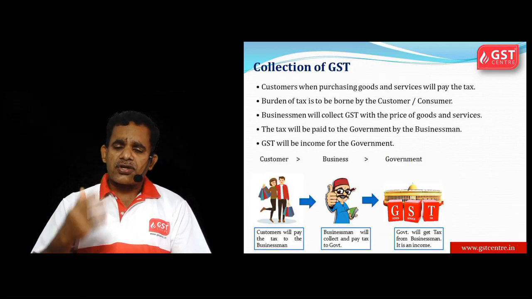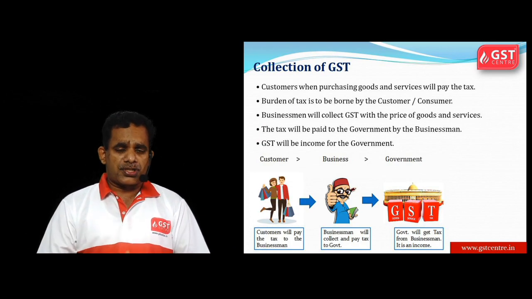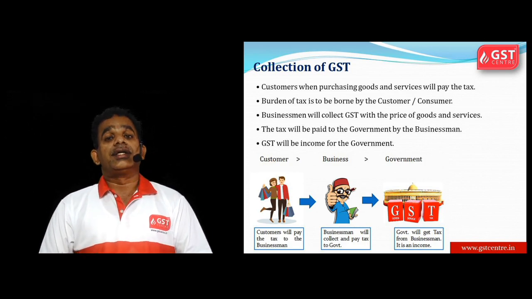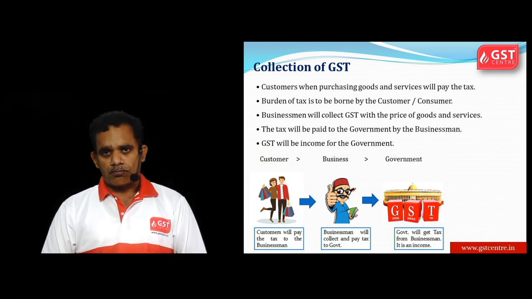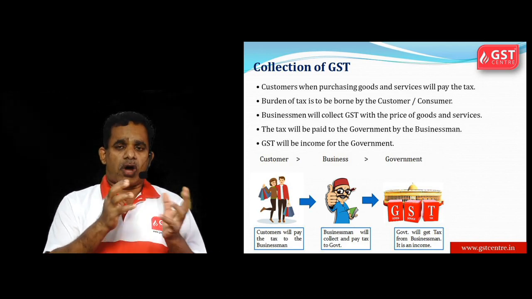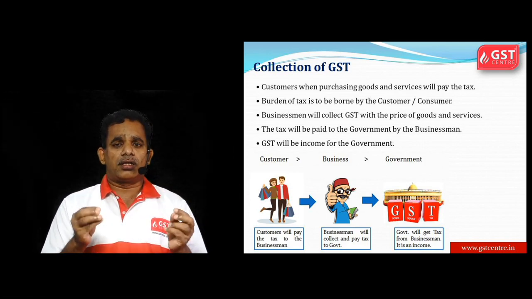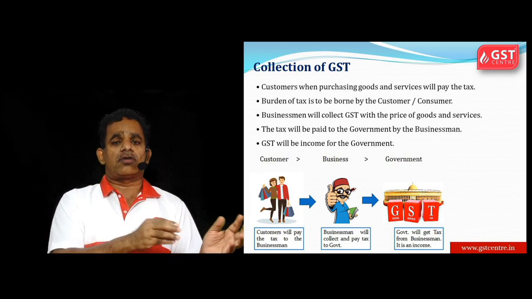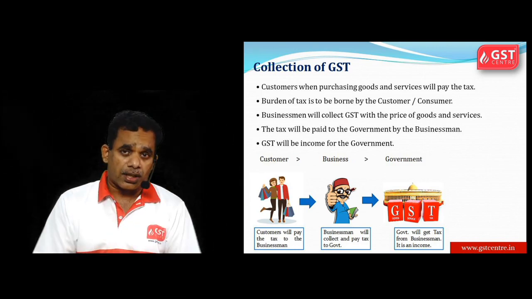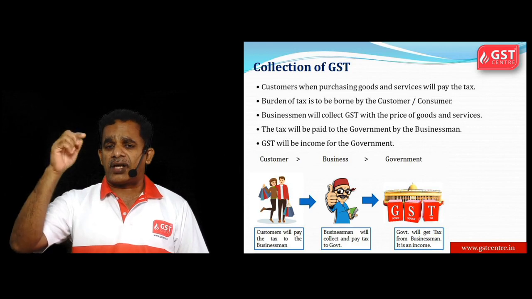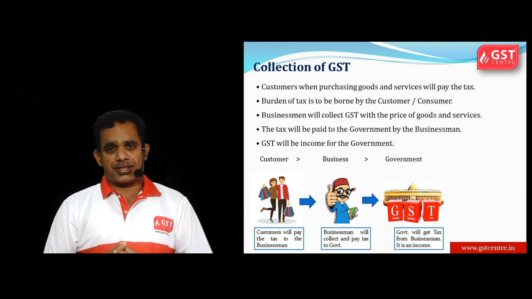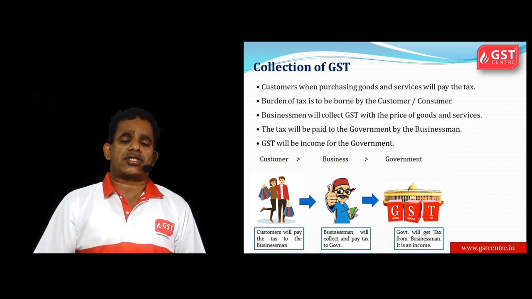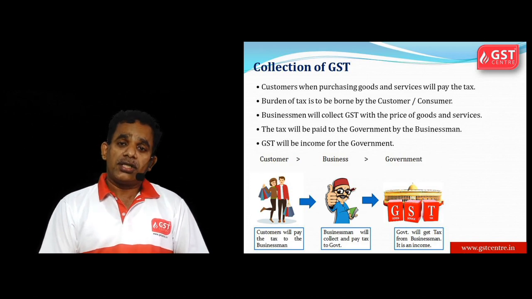Then the collection of GST happens in a procedure where the customer pays to the business and the business person gives it to the government. Suppose you are going to buy a mobile, then you will be paying the value plus GST. Suppose the mobile value is 10,000, then at GST 18%, 1,800 will be added. So 10,000 plus 1,800, 11,800 you have to pay. Out of this 1,800, the business person will have to pay to the government as GST. So the customer pays to the business, and the business has to pay this same tax to the government, and the government will get the income.